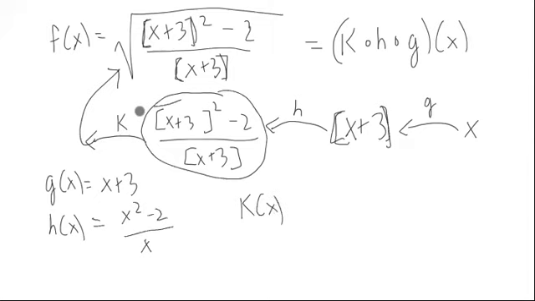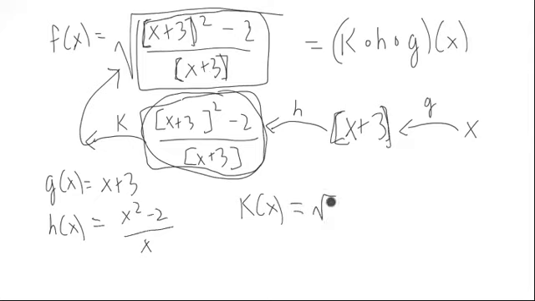Now k, you're taking this whole bit as a huge block, and what are you doing with that block? You're just taking the square root of it. So really we just have square root of block, where block is like x. So k of x would be square root of x. So if we have k of x is square root of x, h of x is x squared minus 2 over x, and g of x is equal to x plus 3, we should get this equality here as desired.